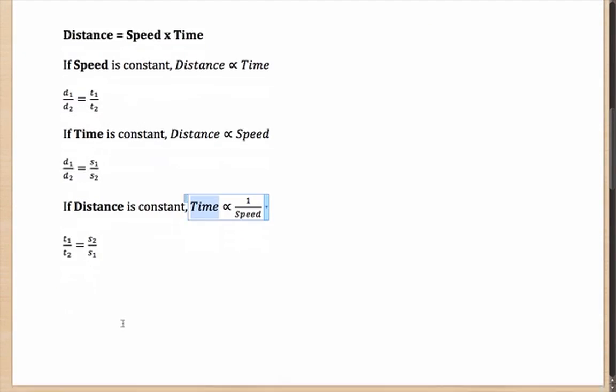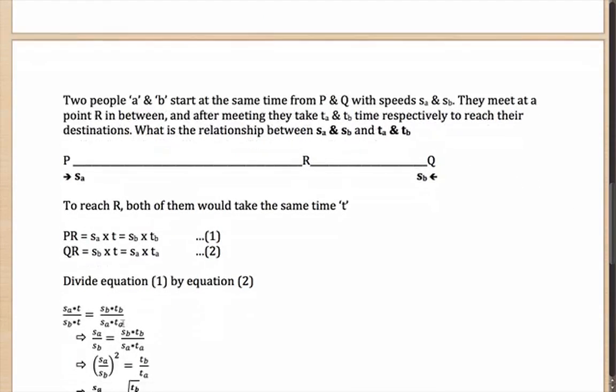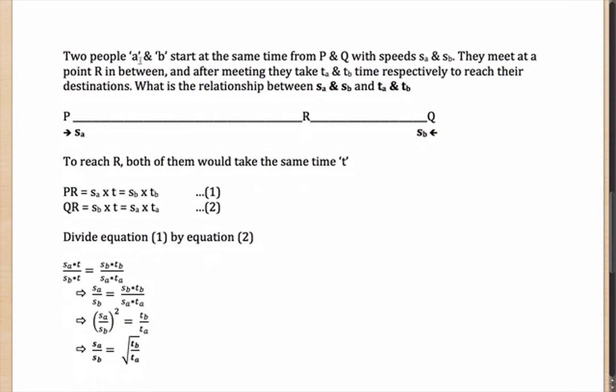Moving on, let us look at a slightly more complex idea, but still in the field of ratios. Let's say two people, A and B, start at the same time from P and Q. As you can see here, P and Q, with the speeds SA and SB. They meet at a point R in between, and after meeting, that is for A, from R to Q he takes time TA, and B from R to P takes time TB. Then what will be the relationship between SA, SB, TA and TB?